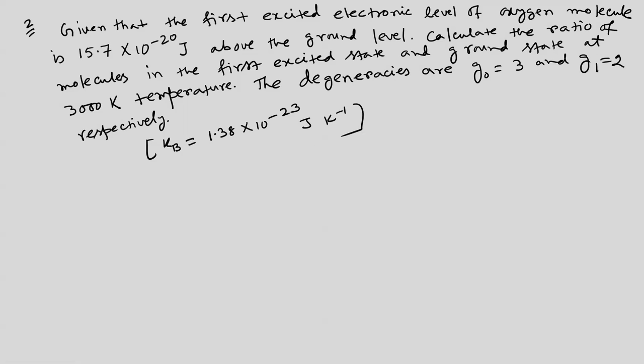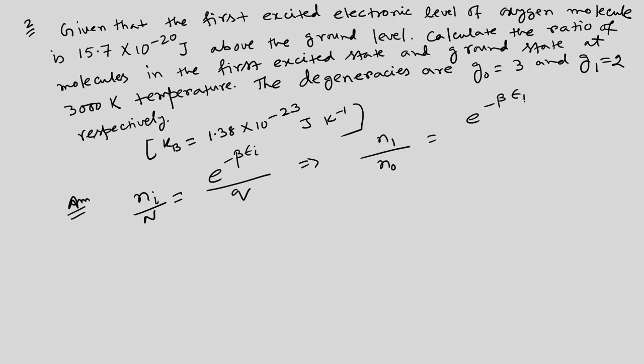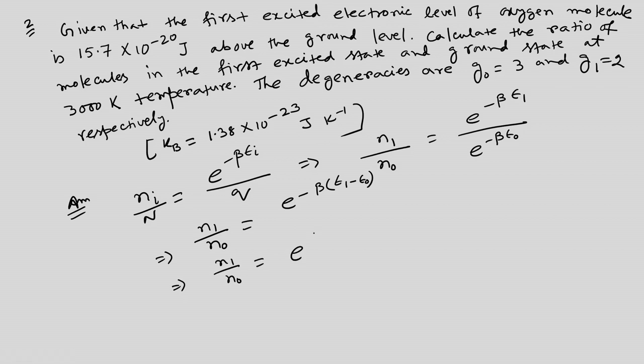So, this is a problem based on Boltzmann distribution. From Boltzmann distribution, we know Ni by N is e to the minus beta epsilon i by Q, where Q is the partition function. So, we can write N1 by N0 is e to the minus beta epsilon 1 by e to the minus beta epsilon 0. So, we get N1 by N0 is e to the minus beta times epsilon 1 minus epsilon 0.